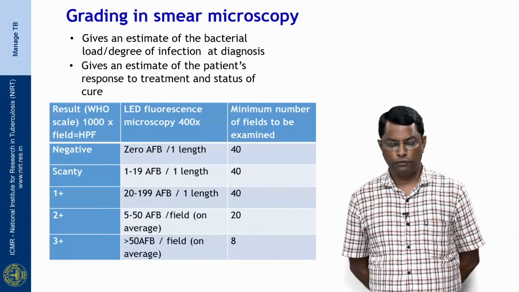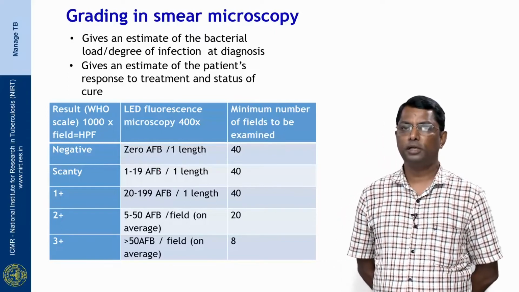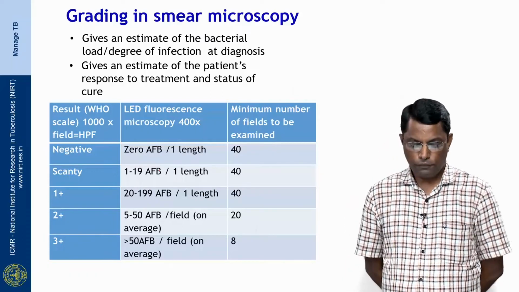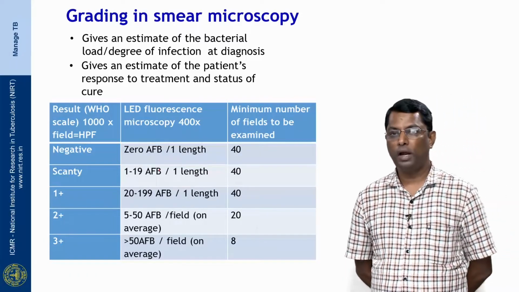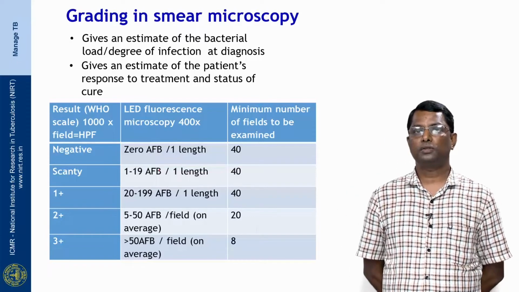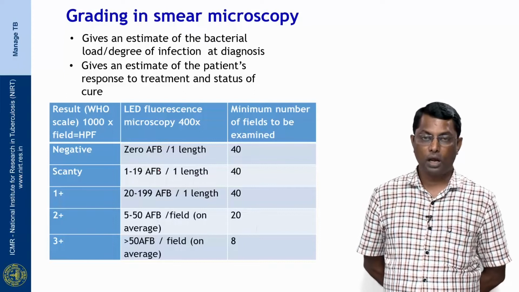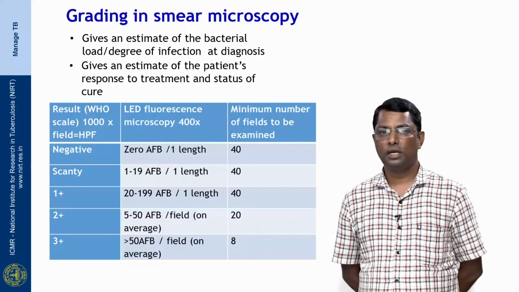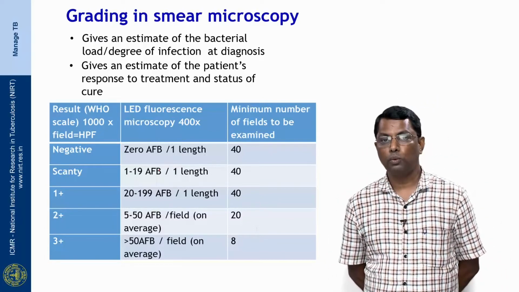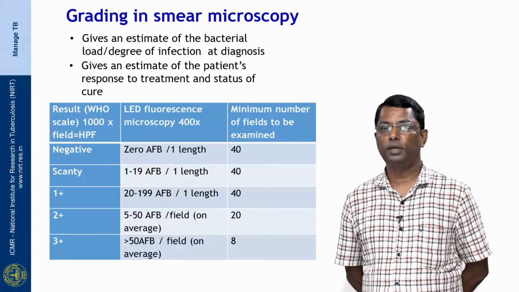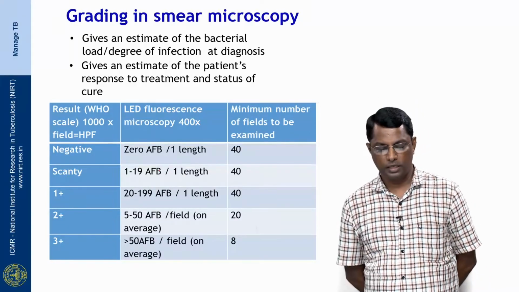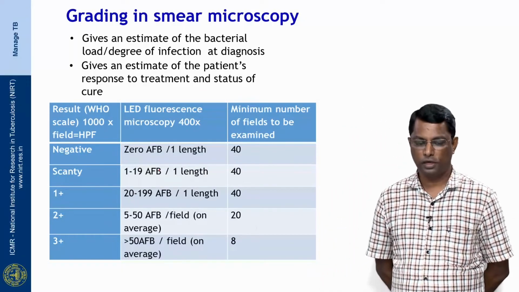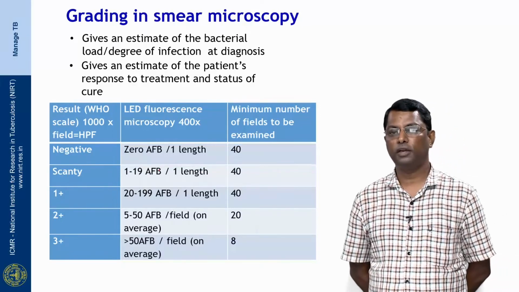Here, one length of a smear is approximately 2 centimeters and measures around 40 to 50 fields. If we don't see any bacilli in one length of smear, then it is called negative. If you see around 1 to 19 AFB or bacilli in one length, it is called scanty. When you see 20 to approximately 199 AFB per length of smear, it is 1 plus, and 2 plus is 5 to 50 bacilli per field on average, whereas 3 plus is greater than 50 AFB per field.